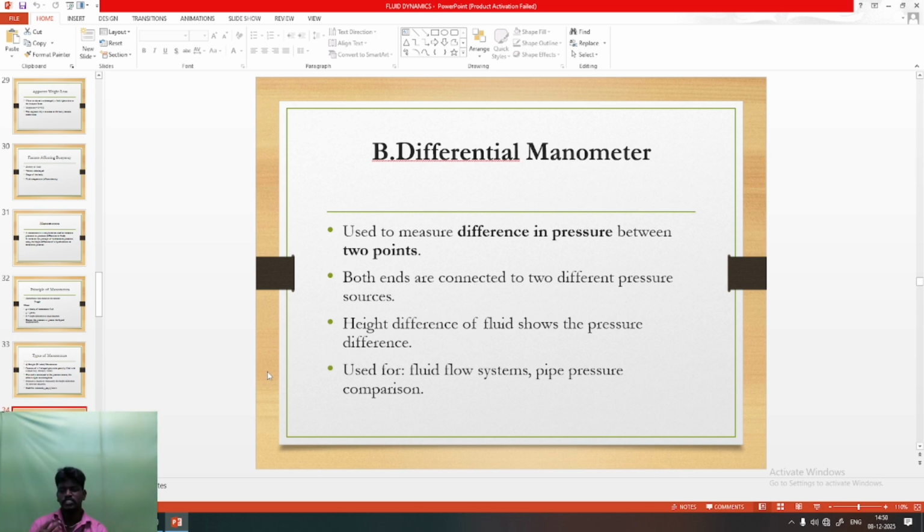We get the pressure values of these two areas by the column differences, with the help of water rise and water fall. Okay, the height difference of fluid shows the pressure difference. It is used for fluid systems and pipe pressure comparisons.